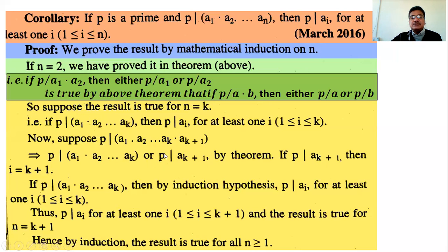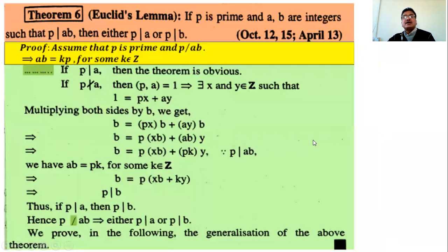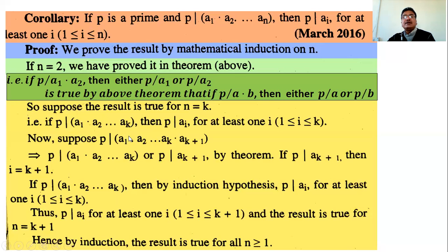But suppose this is not true, that is, suppose p divides a1 a2 ... ak. Then one of them is true, this or this. If this is true, then the theorem is true. If this is true, then by the induction hypothesis, p divides one of them. That means p divides a1 or a2 or ak+1, and the result is true for n equals k plus 1. And so by mathematical induction, the result is true for all natural numbers, all n greater than or equal to 1. So this is an important theorem, and of the previous theorems, this one is the most important: Euclid's lemma.